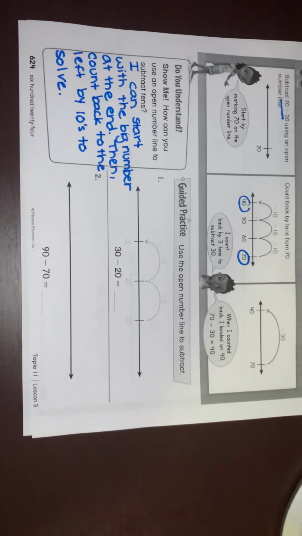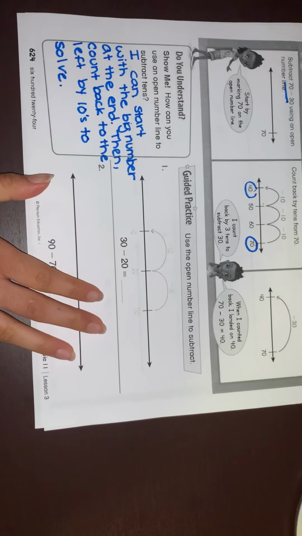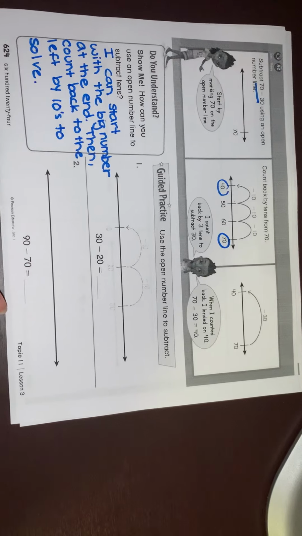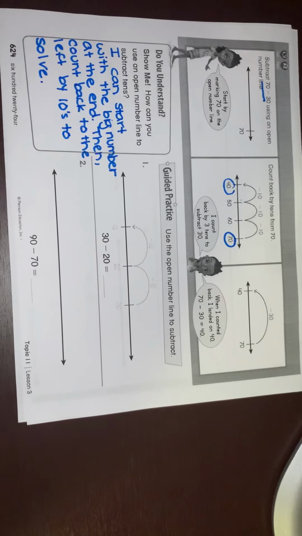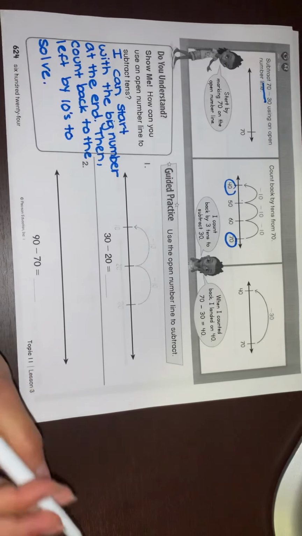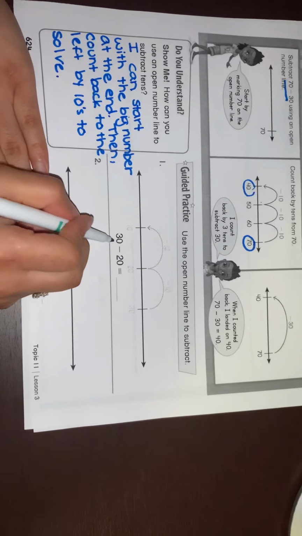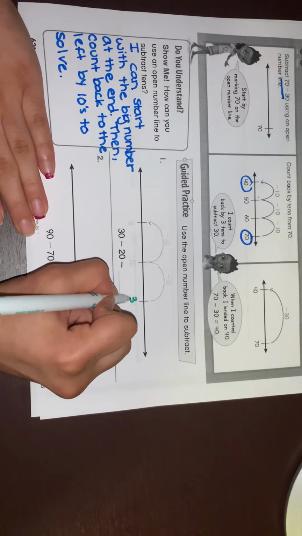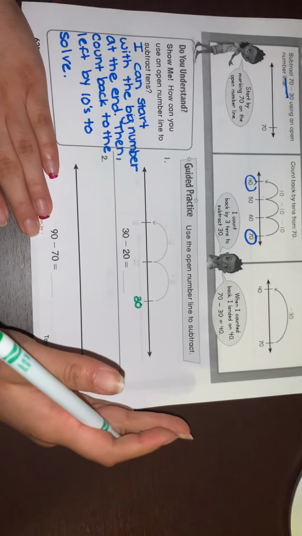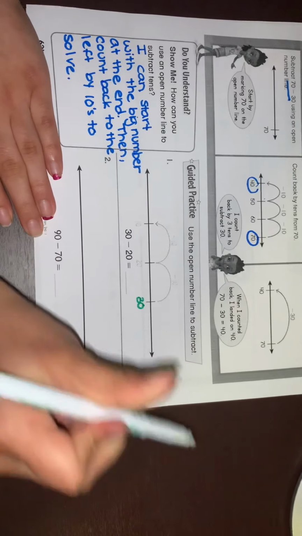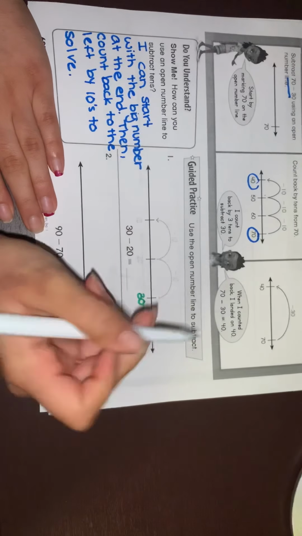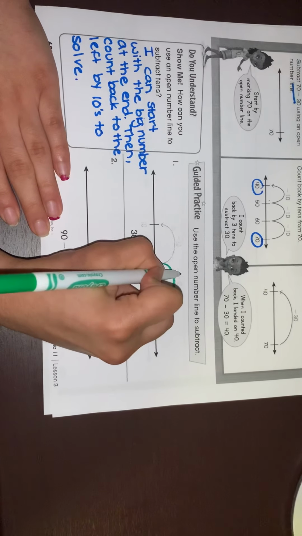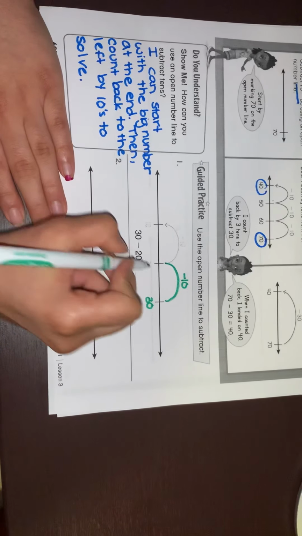So we're going to apply this knowledge using our guided practice. So number one, we're going to use the open number line to subtract. We're going to do number one together and number two. So number one, just watch and learn before you try. So we have 30 minus 20. Again, I'm going to put 30 at the end of my number line to the right side. And I want to subtract 10. So I'm going to count backwards to the left by 10. So I'm going to jump one big jump, 10. So 30 minus 10 is equal to 20.